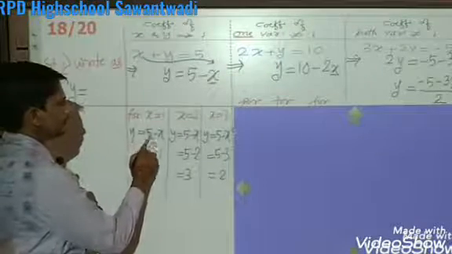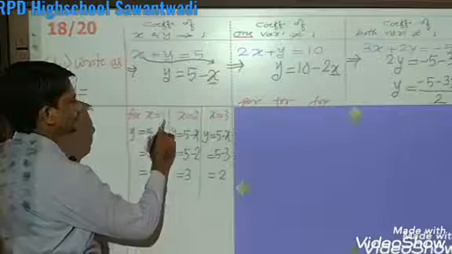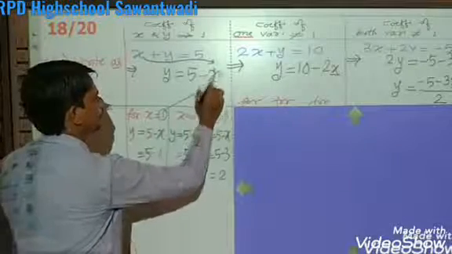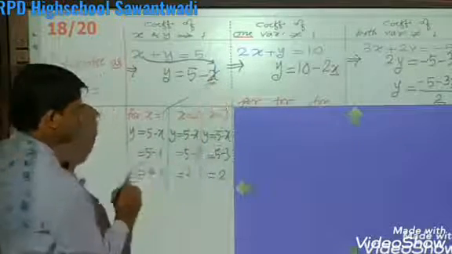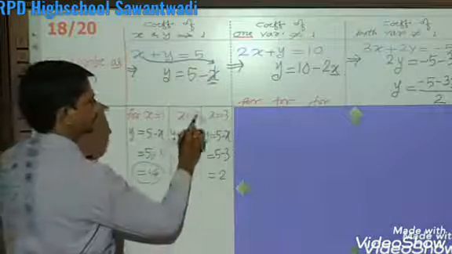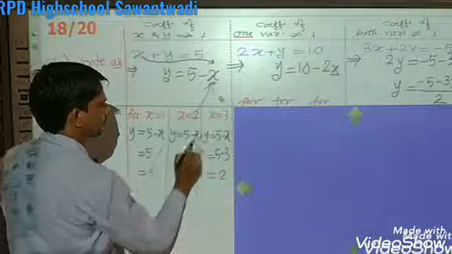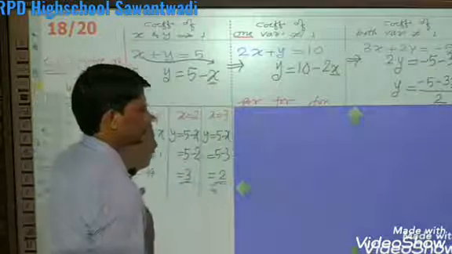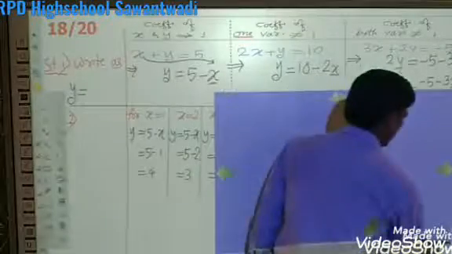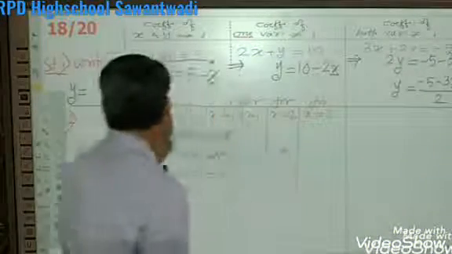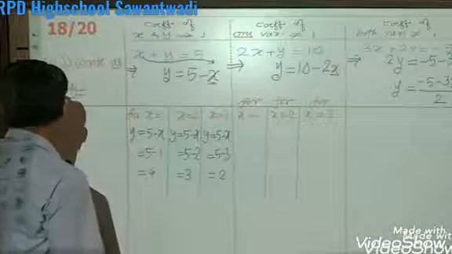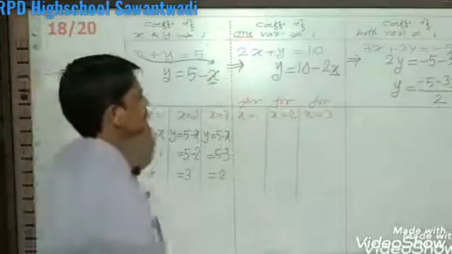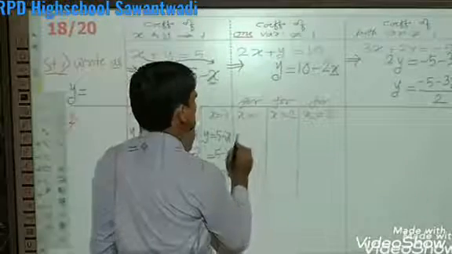What will happen here? 5 minus x. It means that x is equal to 1, no? So it will become 5 minus 1, which will give you 4. Again, if x is equal to 2, if you substitute here, it will give 3. Same way here, it will give you 2. So let us see the second example here. What is the second example? y is equal to 10 minus 2x.